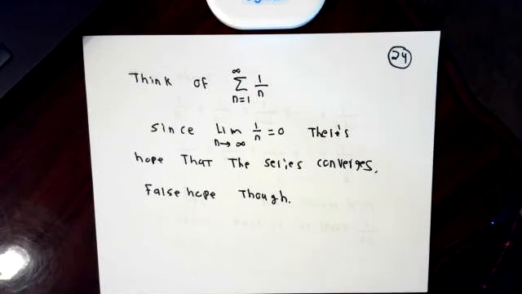You want to think about the series sum n equals 1 to infinity, 1 over n. The individual terms, the 1 over n, tend to 0 as n tends to infinity. That makes us hope that the series with the 1 over n in it converges. Turns out that it's a false hope, though. Oh, by the way, the name of this series is the Harmonic Series for historical reasons.